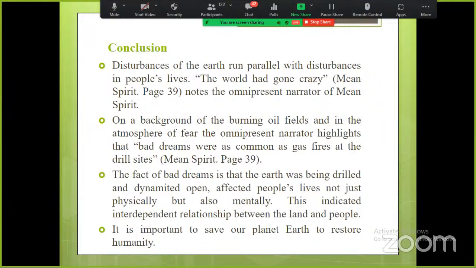On a background of these burning oil fields and the atmosphere of fear, the omnipresent narrator highlights that bad dreams were as common as gas fires at the drill sites. The fact is that the earth was being drilled and dynamited open, which affected people's lives not just physically but also mentally. This indicated an interdependent relationship between the land and people. It is important to save our planet Earth to restore humanity.